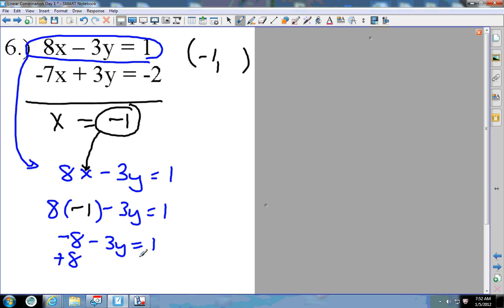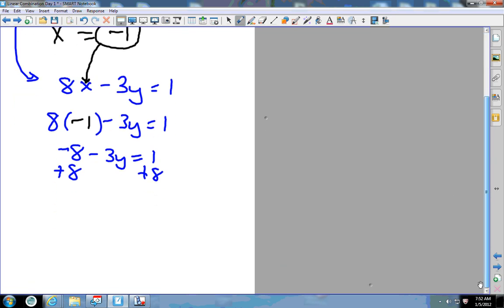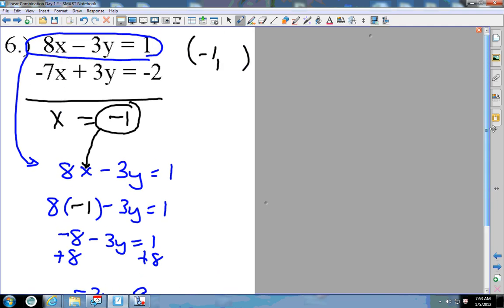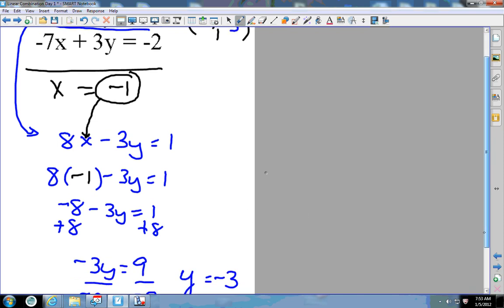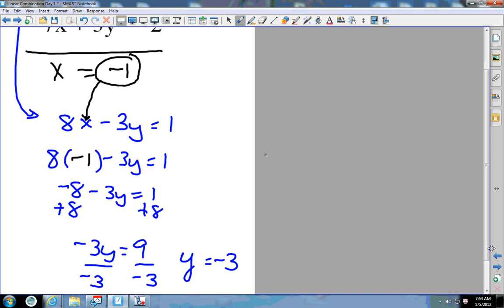Add 8 to each side. You get negative 3y equals 9. Divide by negative 3. What does y equal? Negative 3. So I go back up here. So it's negative 1, negative 3. Okay? Let's try another one.